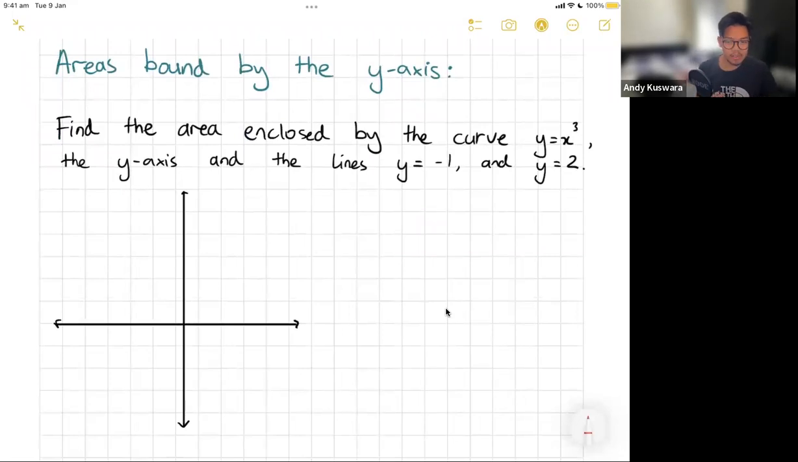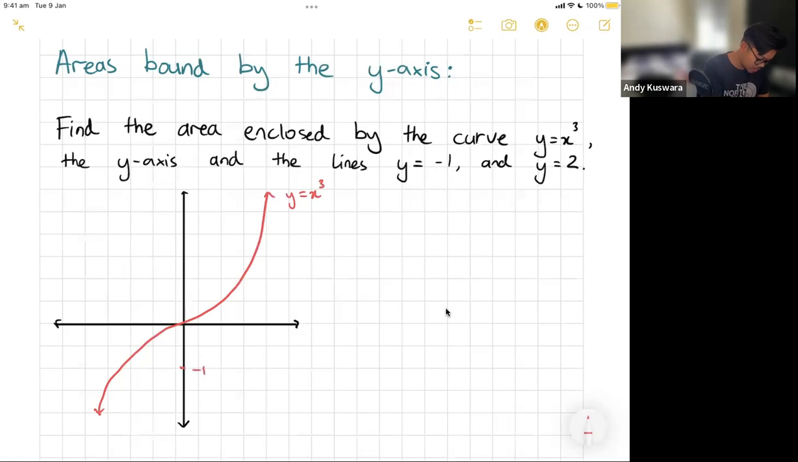Okay, now it says here, find the area enclosed by the curve y equals x cubed, the y-axis, and the lines y equals -1 and y equals 2. Okay, so let me draw that. That is roughly y equals x cubed. And this time we're going with the y-axis and the lines y equals -1, so let's say that's -1 here, and y equals 2. Let's go 1, 2. All right, so if I'm finding the area that's now bound between these and the y-axis, I'm looking at this area in here. Okay, so that is the area I'm looking for now.